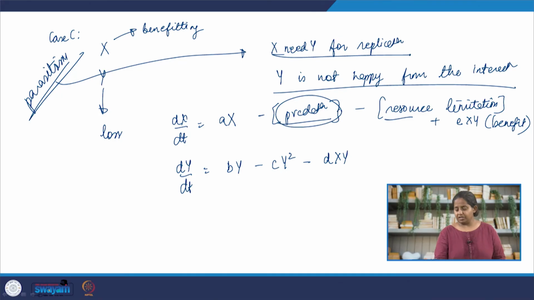So this is an interaction where one species is benefiting from the other and the other one is suffering a loss. And there might be other things happening in a more complex ecosystem, like we might have a predation term, we might have another resource limitation term. There's also a possibility that Y does not really suffer from the interaction with X. It does not benefit, but it does not suffer.